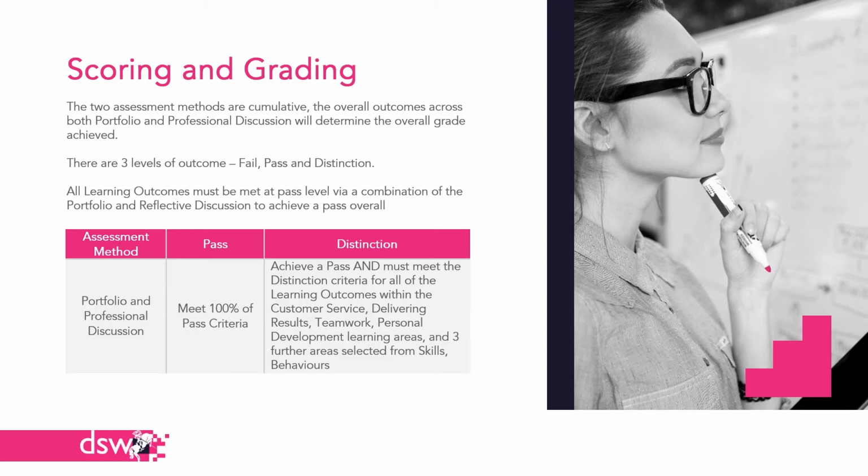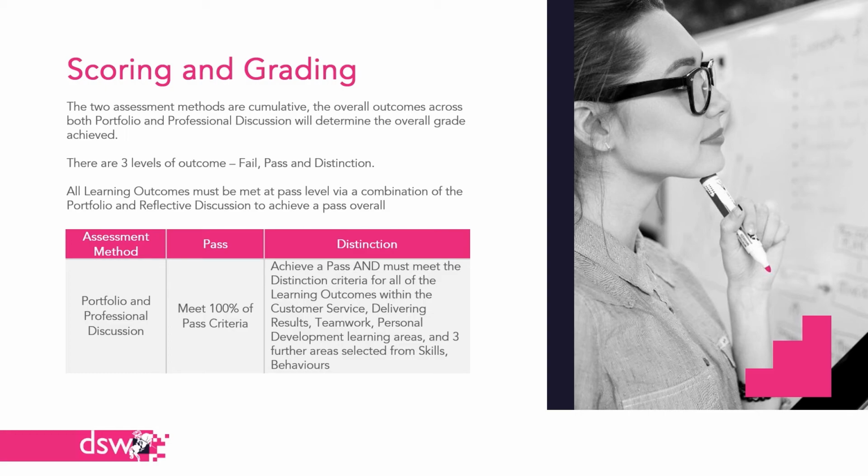Scoring and grading. There are 3 levels of achievement within this apprenticeship: fail, pass and distinction. There are 30 learning outcomes within the standard, and to achieve an overall pass, the apprentice must demonstrate competence against each learning outcome. A minimum of 22 learning outcomes must be met within the portfolio. Any learning outcomes partially met in the portfolio must be met in the professional discussion.